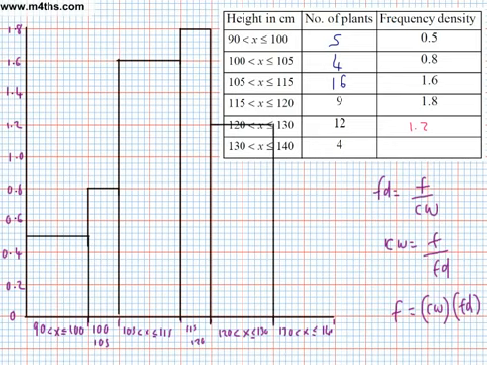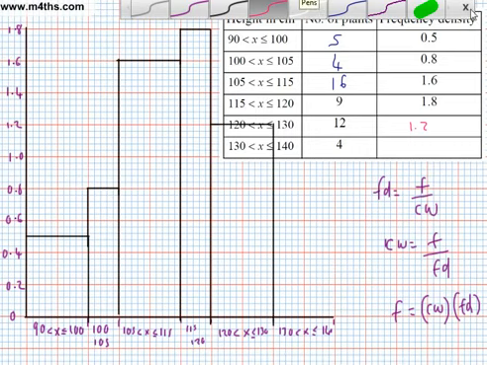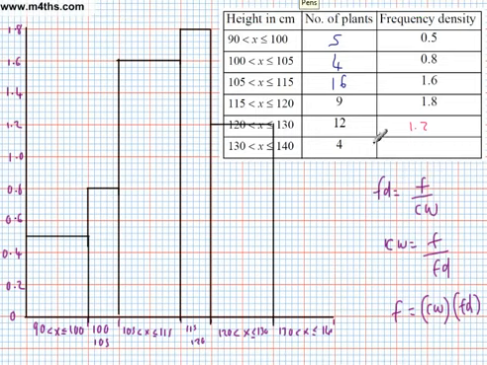And then finally, we need the frequency density on this one. Frequency density is frequency divided by class width. So frequency for class width is 10, 4 divided by 10 is 0.4. So all we need to do is do that one. 0.4. And there we go. So there's our histogram, okay?